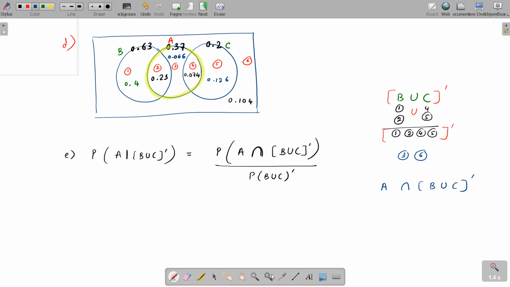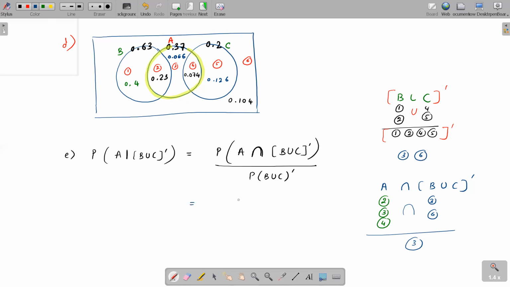So now what are the regions you get for A? 2, 3, 4. And what are the regions you get for B union C dash? We found it, 3 and 6. So 3 is common. Intersection is a common thing. So on top it should be region 3. At the bottom, B union C dash, we found regions 3 and 6.